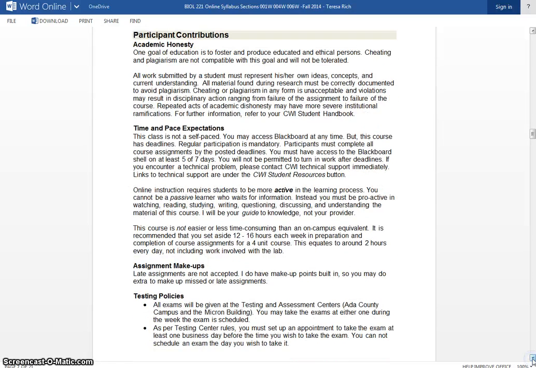Participation, contributions, academic honesty. Make sure you're honest, do not cheat, do not commit plagiarism. I'll have you read through that.